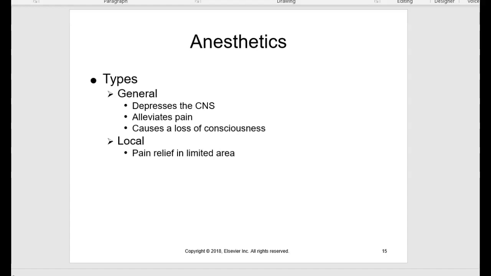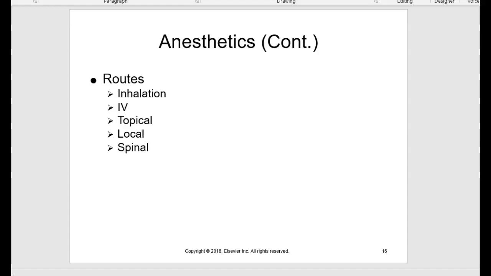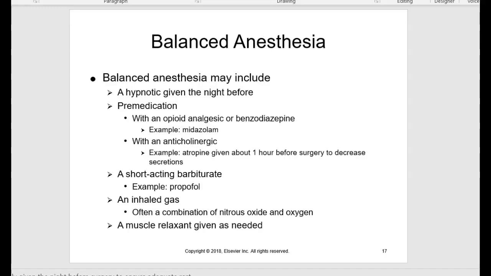Local anesthetics block pain at the site where the drug is administered by preventing conduction of nerve impulses. So pain relief is limited to a certain area. Different routes for anesthetics include inhalation, IV, topical, local, and spinal, and we'll talk about all those different routes going forward.